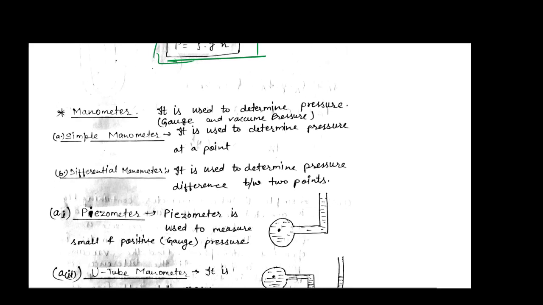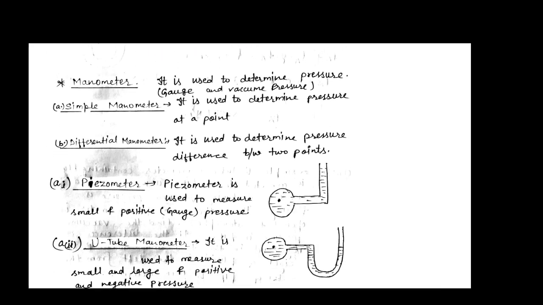Now there are some instruments which are used for measuring this pressure. One of the instruments is the manometer. Manometer is generally used to determine pressure like gauge pressure and vacuum pressure. There are different categories of manometer. First is the simple manometer. Simple manometer is used to determine the pressure at a point. So if you want to measure a pressure at a certain point, you can find it out by simple manometer.